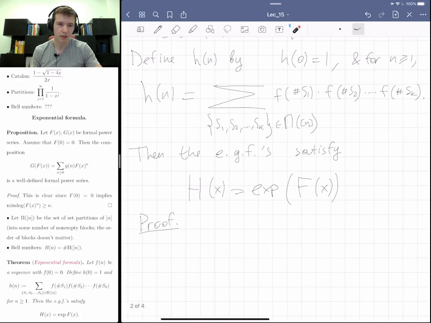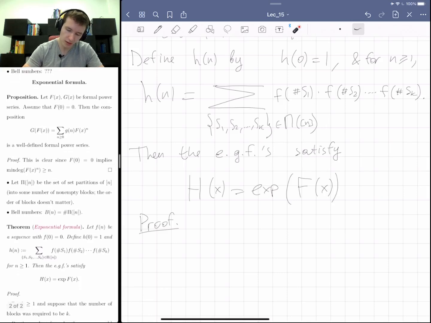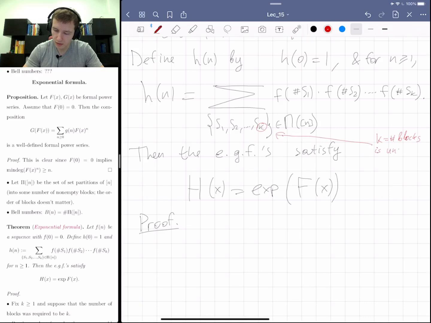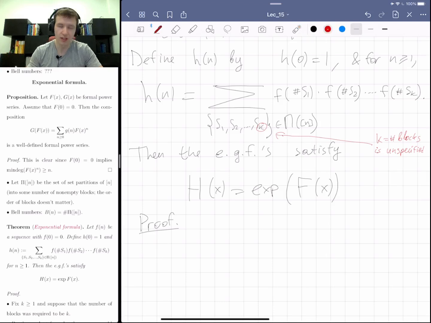So here's the proof. And the proof is very short. It's basically a corollary of the product formula. So even though I'm using k, which is the number of blocks, it is unspecified. So I'm secretly summing over all possible values of k. But let's imagine that k is fixed.